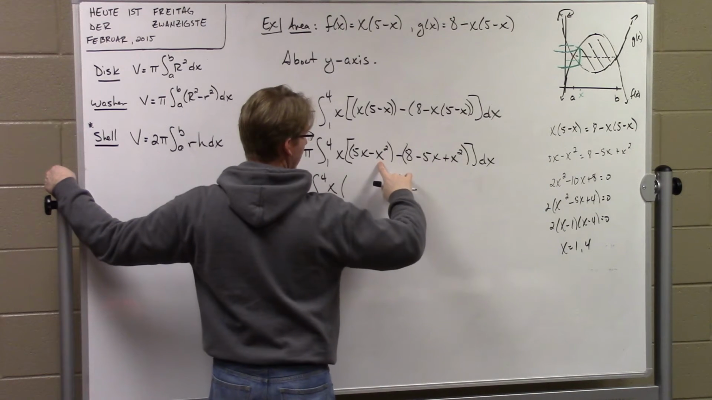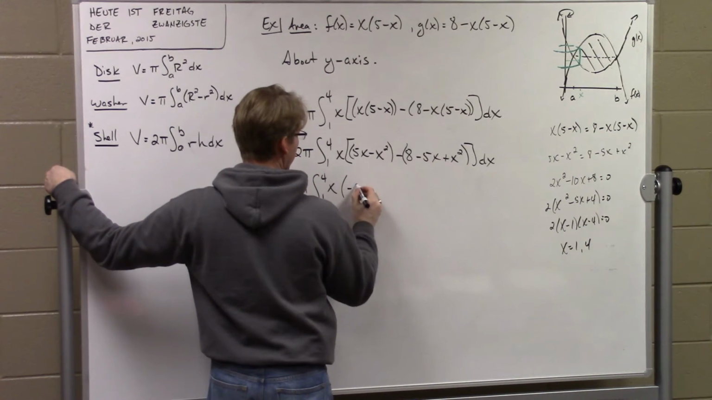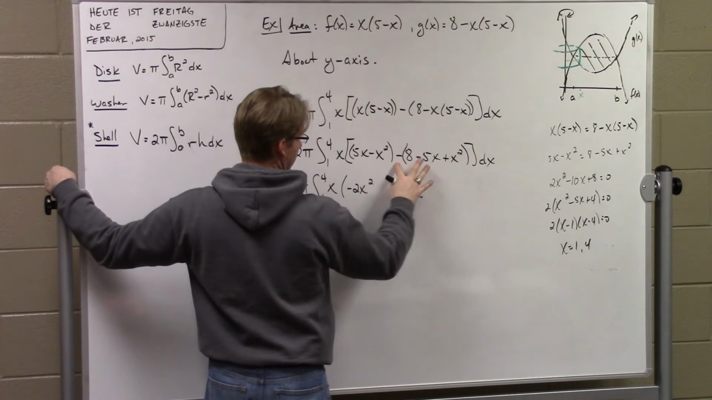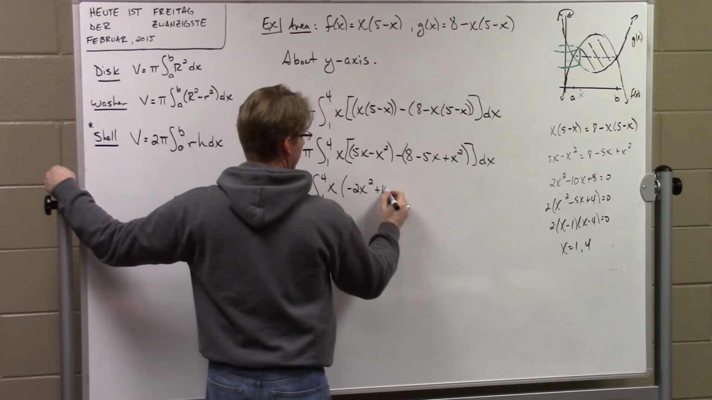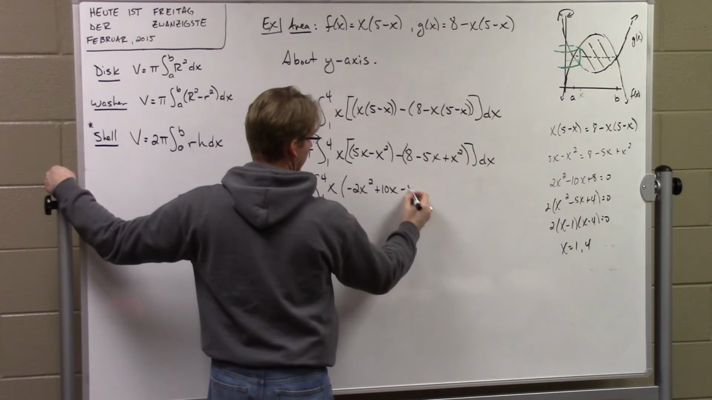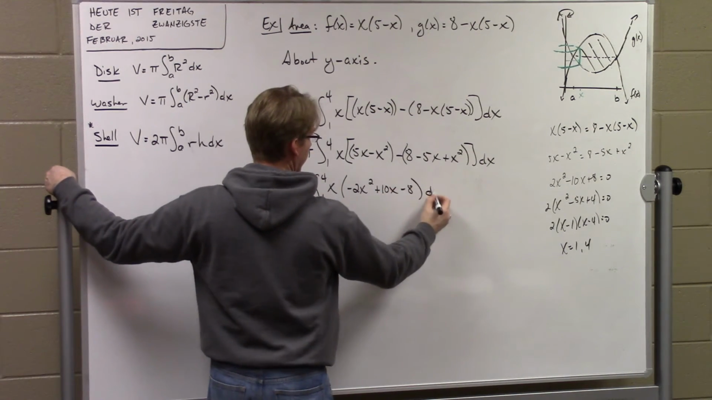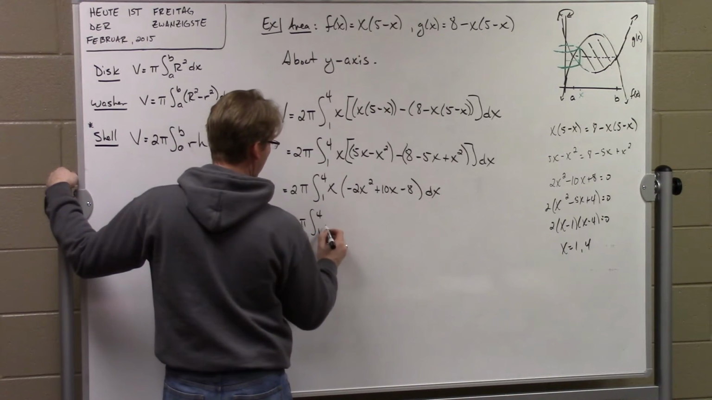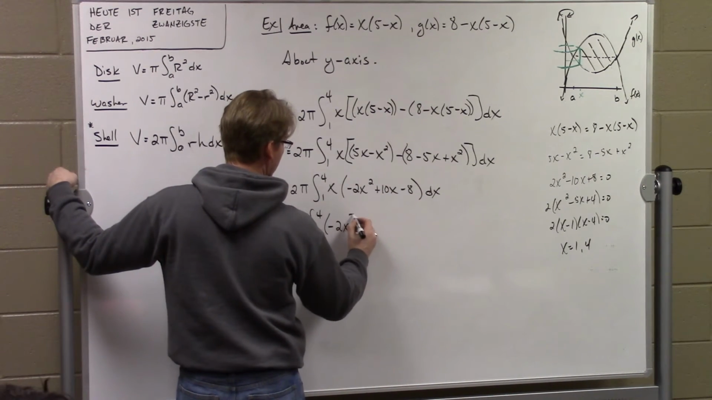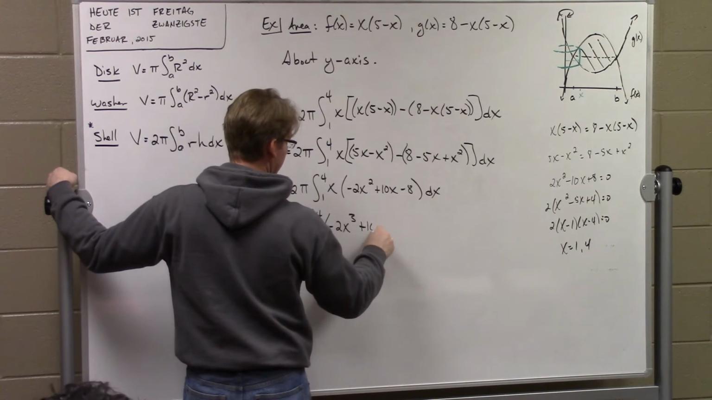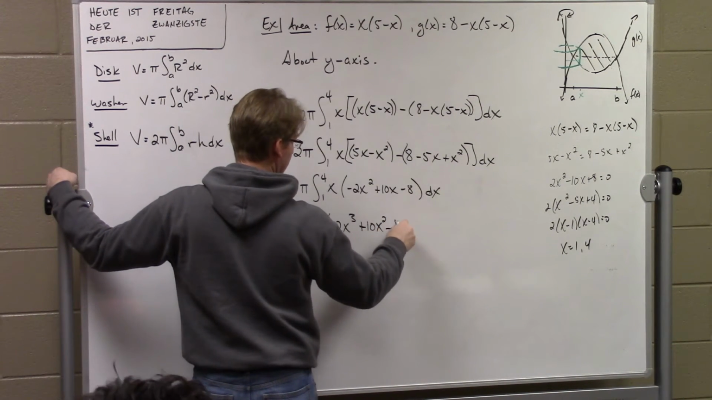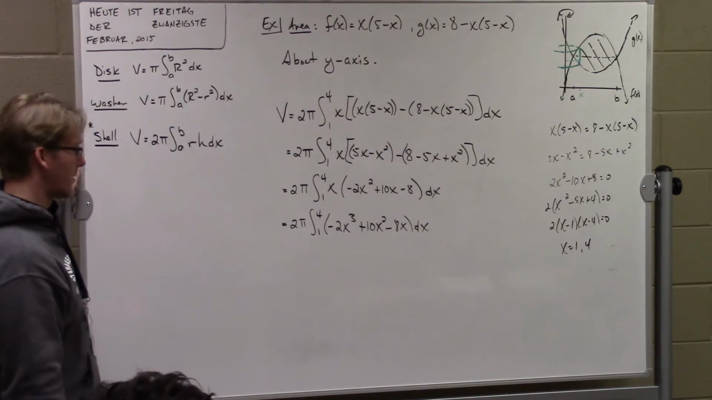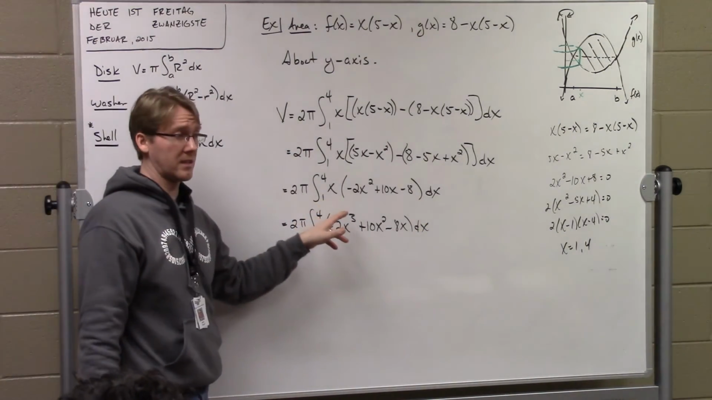Okay, negative x squared is negative 2x squared. 5x plus 5x makes 10x. And then minus 8. I think I did that right. For a grand total of 2 pi from 1 to 4 of negative 2x cubed plus 10x squared minus 8x. There really isn't that great a way to do these unless you distribute it. And woe be unto us if this isn't a polynomial.